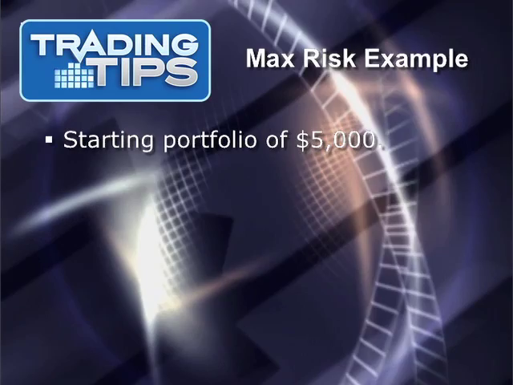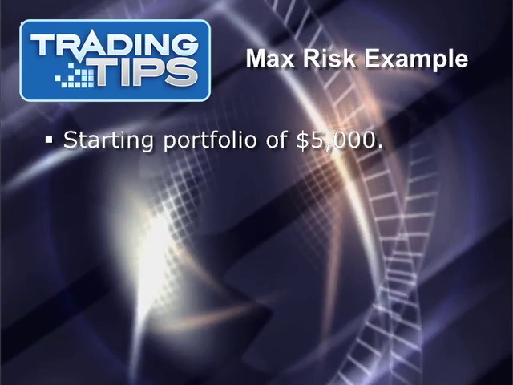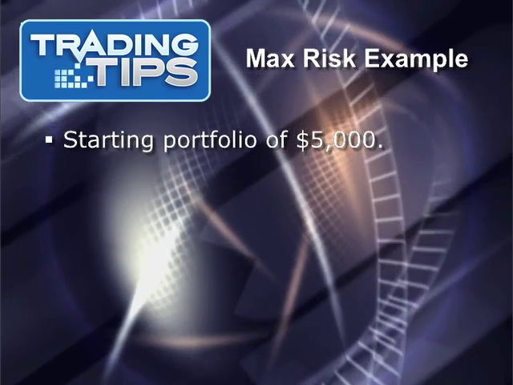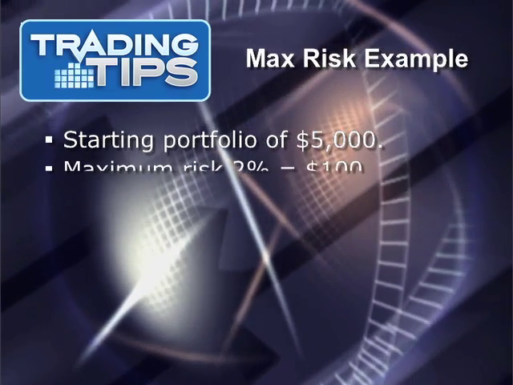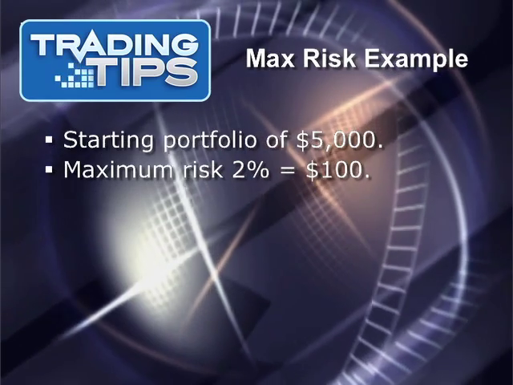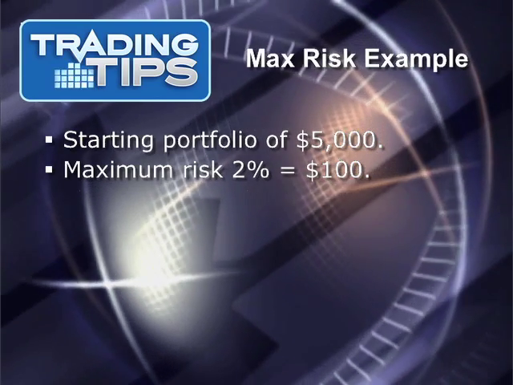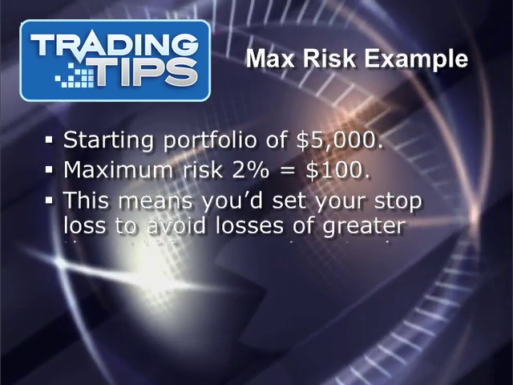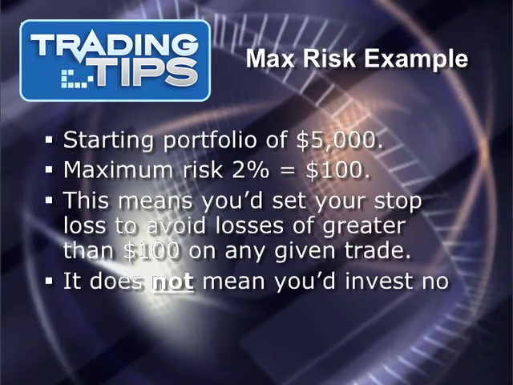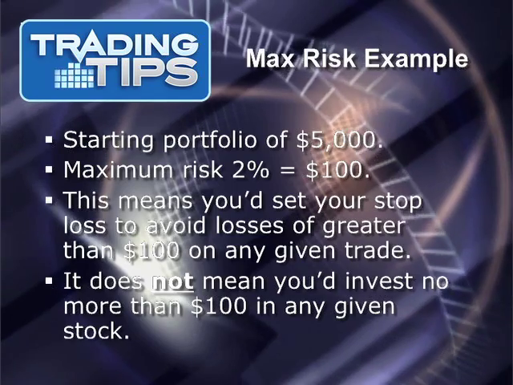2% may not seem like a lot, but let me explain. If you had a starting portfolio of, say, $5,000, a small portfolio, and you set your maximum loss at 2%, this means you'd be willing to risk no more than $100 on a given trade. That does not mean you'd invest no more than $100 in any given stock. It's just that you'd set your stop loss to avoid losing more than $100.